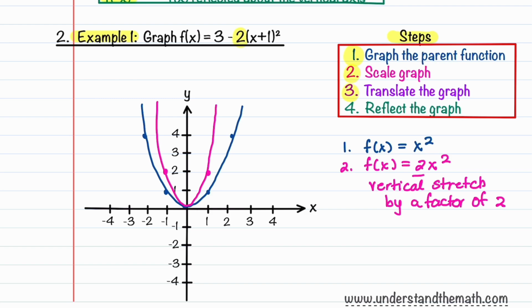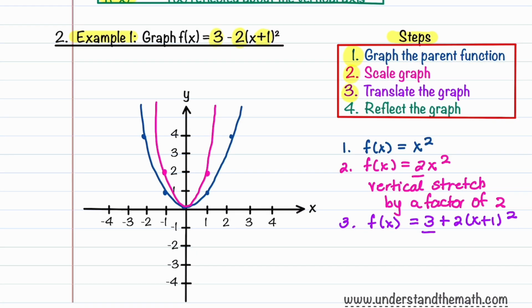Our third step says that we're going to translate the graph. So to translate the graph, we are going to look at these numbers up here. We're going to look at the plus 1 and the 3. So I'll write down f of x is equal to 3 plus 2 times the quantity x plus 1 squared. This 3 indicates that our function is going to move up by 3 units. And the x plus 1 tells us that our function is going to move to the left by 1 unit.